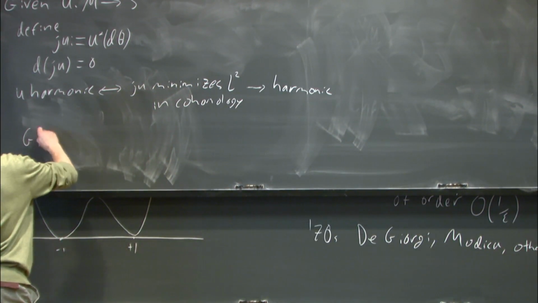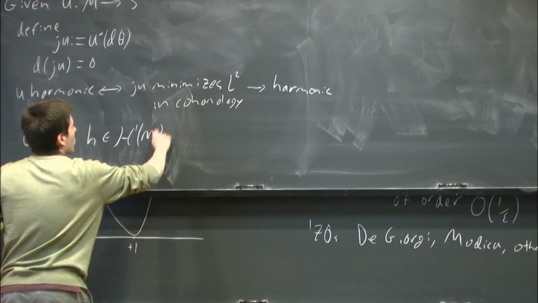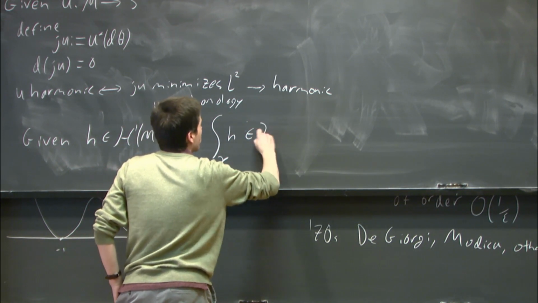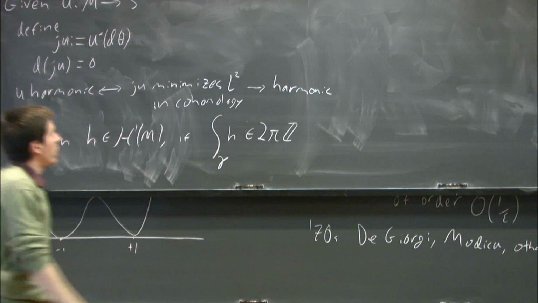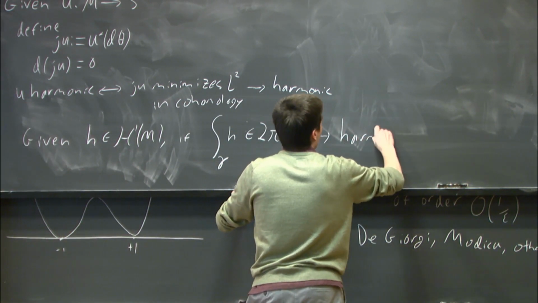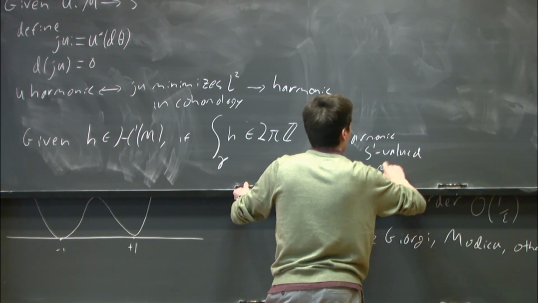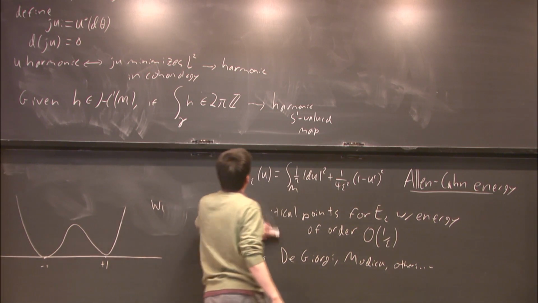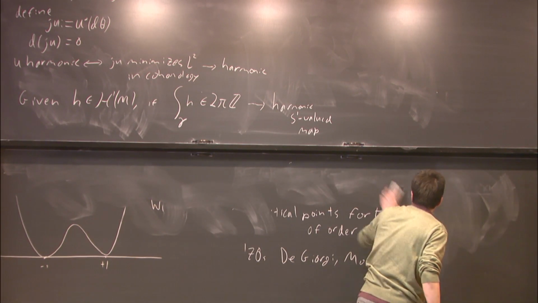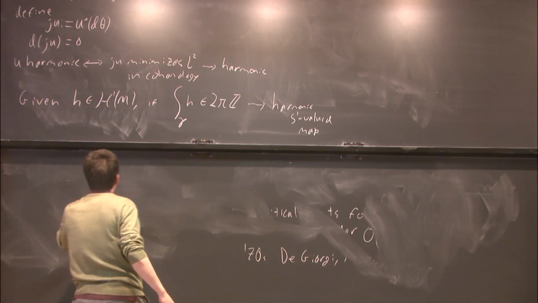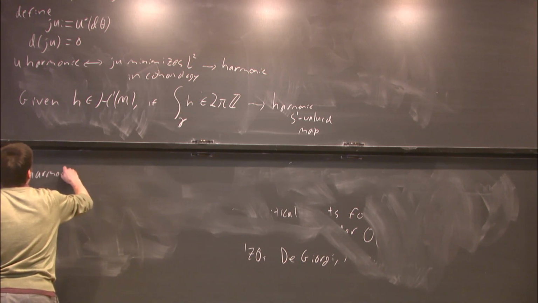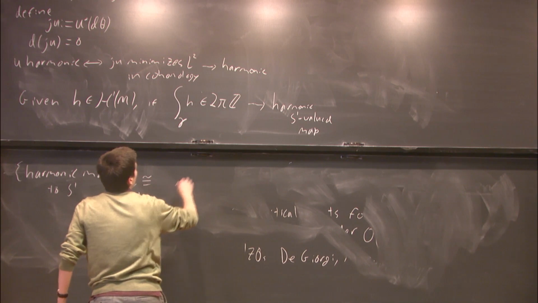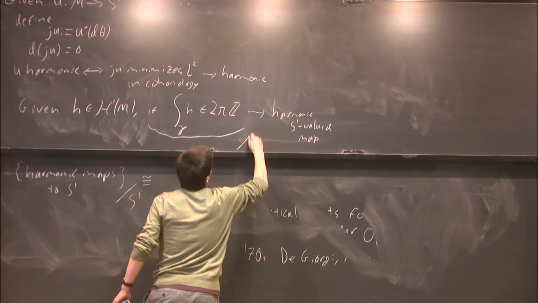if we take any harmonic one-form, so given some harmonic one-form h in our manifold, if it also has integral periods, so if we know that it's integral around any loop, takes values in 2 pi Z, well, then we can integrate it to get our harmonic S1-valued map. So in particular, modulo rotations, what we see is that our space of harmonic maps to S1 mod out by rotation is just going to be in one-to-one correspondence with harmonic one-forms in this lattice.